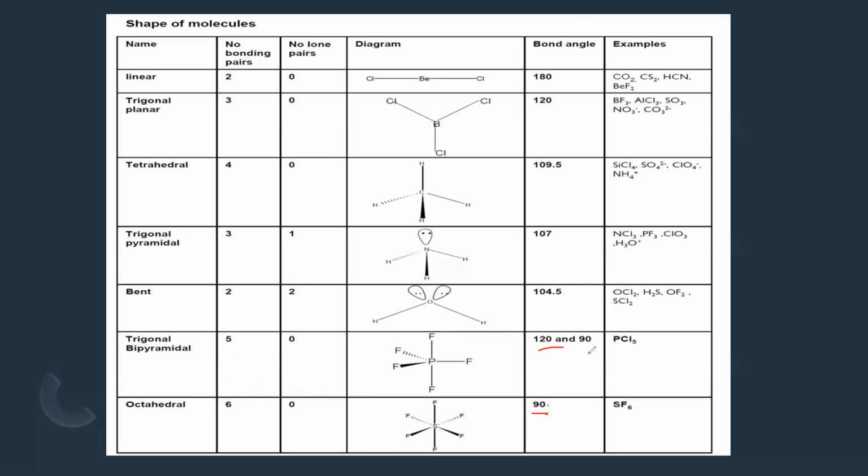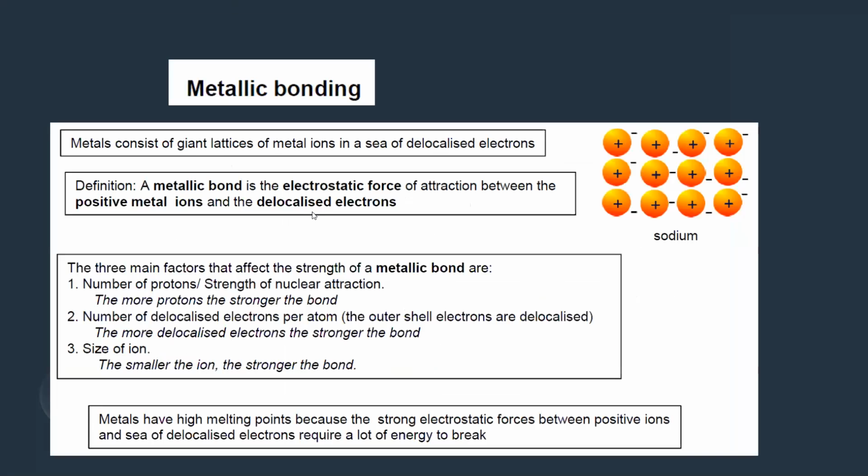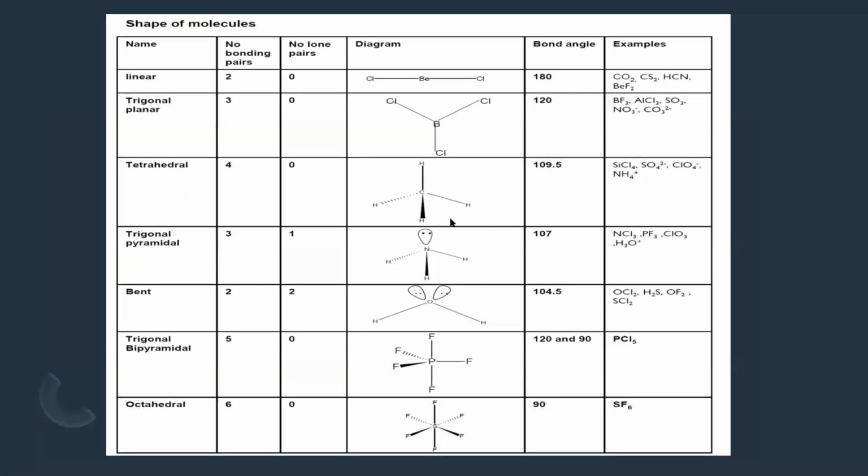So PF5 or PCl5 or SF6, PCl5 is trigonal bipyramidal, whereas with 6 electron pairs, it will be octahedral. So you have to learn this table, and better you just learn these examples as well, so you can recall the idea easily. It's not necessary to memorize, but you should know these bond angles, the geometry, and the shape.